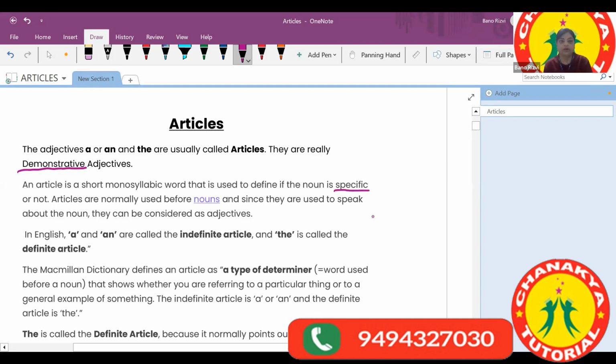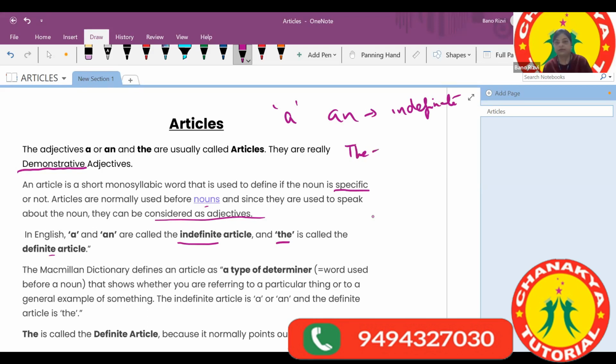Now, articles are normally used before nouns, and since they are used to speak about the noun, they are also considered as adjectives because adjectives are those that describe the noun. Fine. Now, in English, a or an are called indefinite articles, and the is the definite article. So we have a and an. This is indefinite, and the is definite.